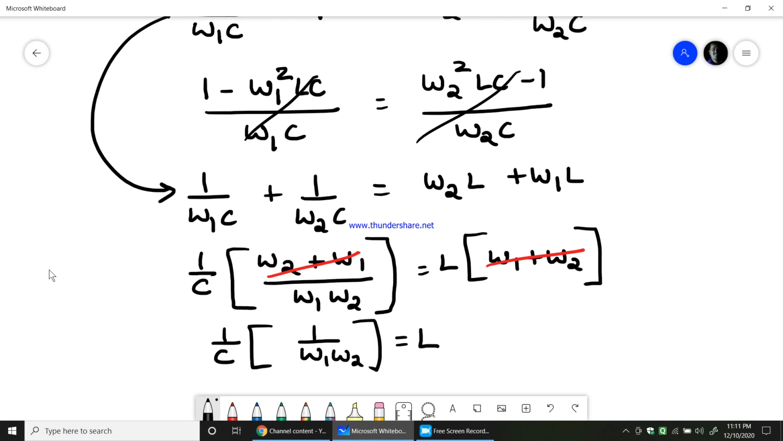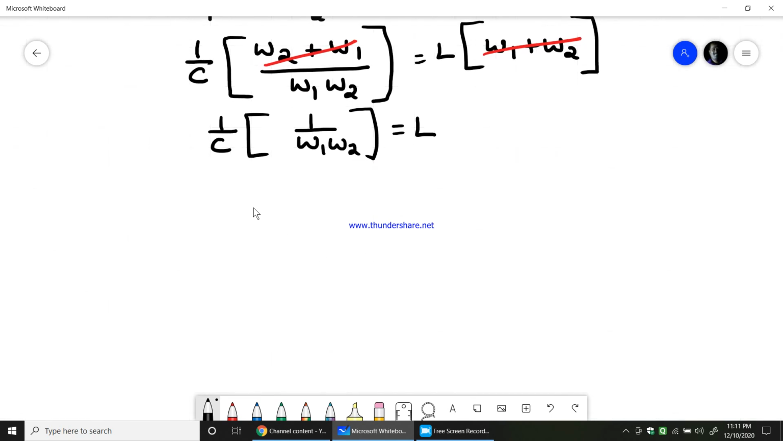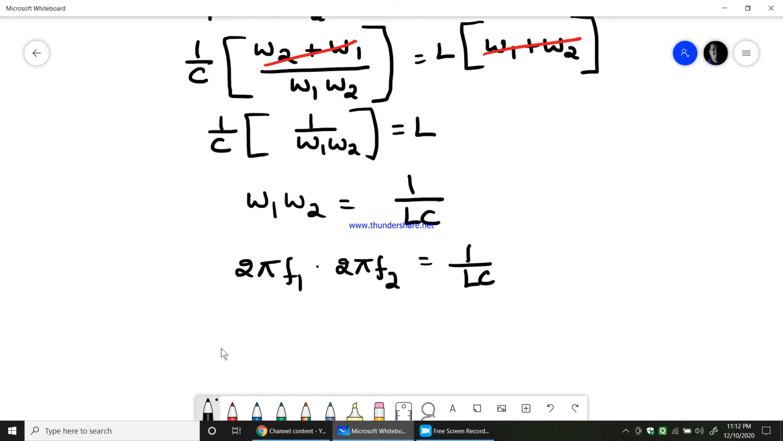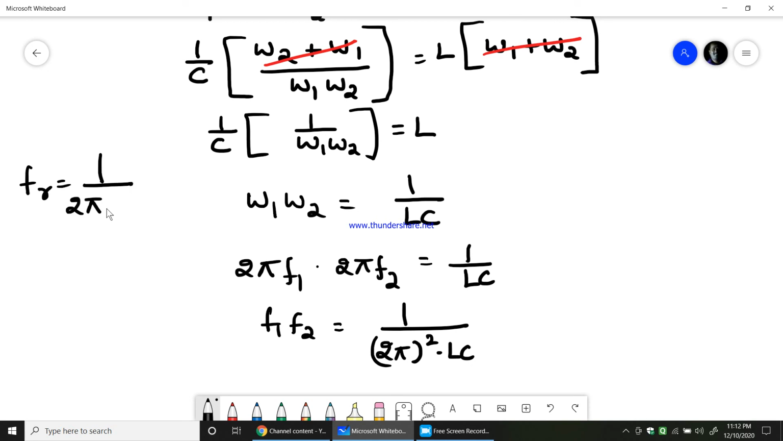Therefore we see that omega 1 into omega 2 would be equal to 1 over LC. So we know that omega 1 and omega 2 can be written as 2 pi f1 into 2 pi f2 equals 1 over LC. So I'll say f1 f2 is equal to 1 over (2 pi) the whole square into LC. Now we know the resonant frequency formula we have derived earlier is fr equals 1 over 2 pi root LC. So if I say fr square, then I would say 1 over (2 pi) square into LC.